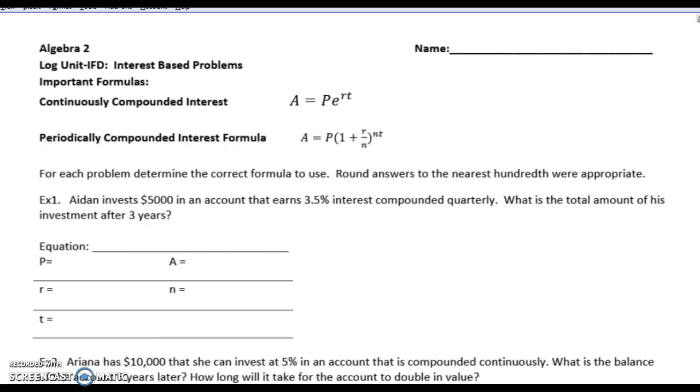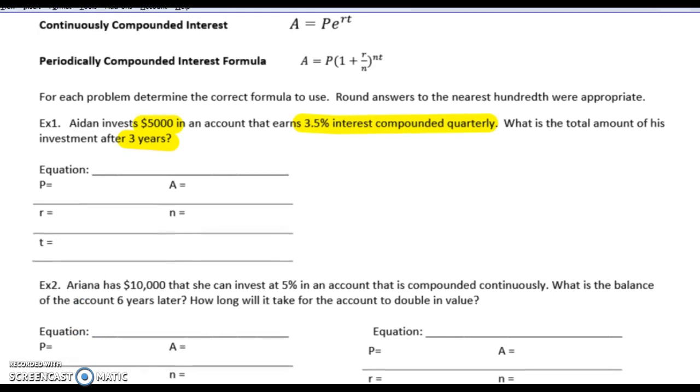So let's look at the first problem on your handout. What we're going to do is figure out which formula to use and set up an equation. So this says we're investing $5,000 in an account that earns 3.5% interest compounded quarterly. What is the total amount after 3 years? Okay, so what I would love for you to do is highlight what I've highlighted, and these are the key things that you should look at. Since we're compounding quarterly, this means we're going to use the periodic formula.